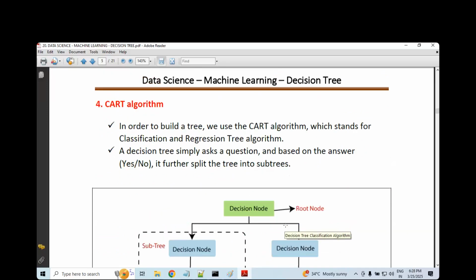In order to build a tree, at the backend it uses an algorithm called CART, which stands for Classification and Regression Tree algorithm. A decision tree simply asks a question. Let us think about the salary as the starting point; from there the questions keep getting added. Make a note of this.